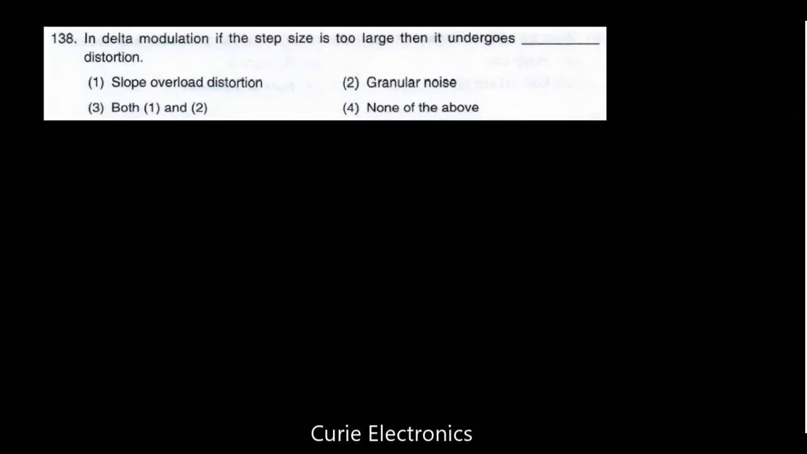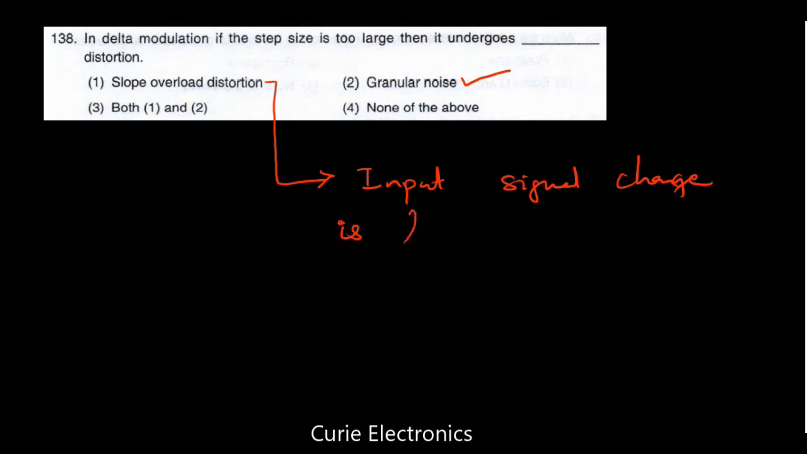Question number 138. In delta modulation, if the step size is too large, then it undergoes dash distortion. It is the granular noise distortion. And slope overload happens when the input signal change is large.